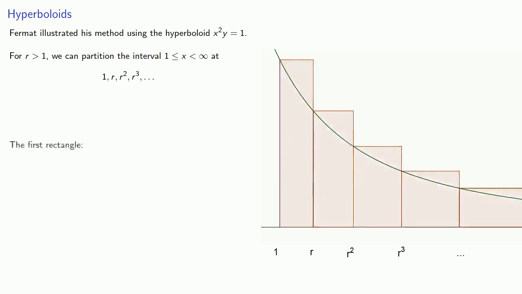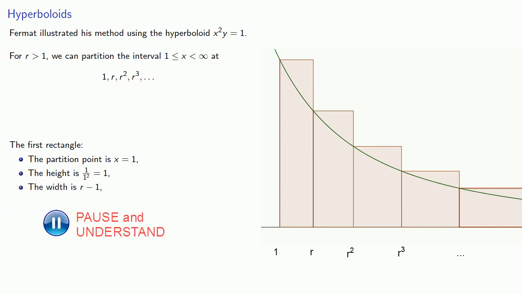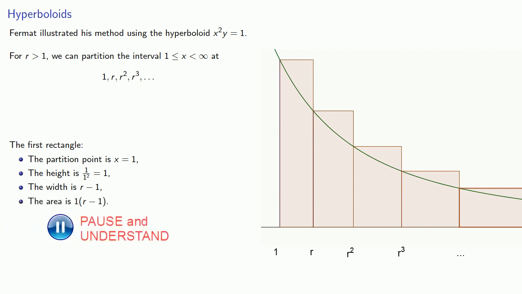So for this first rectangle, the partition point is x equals 1, and the height is 1 over 1 squared, or 1. The width is r minus 1, and so the area is 1 times r minus 1. So we want to find the total areas of all the rectangles, so we'll start off with the area of that first rectangle.